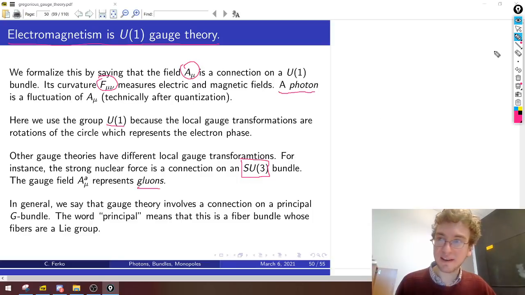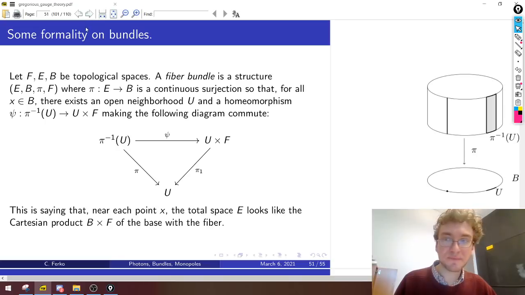So this whole thing is kind of the entry point into thinking about a subject called principal G-bundles. The word principal just means it's a fiber bundle whose fibers are a Lie group, that G is a Lie group. Okay, so I'm going to skip this part. I included this so that I could make a connection with Greg's talk, because he basically started with this definition and I end with it, right?